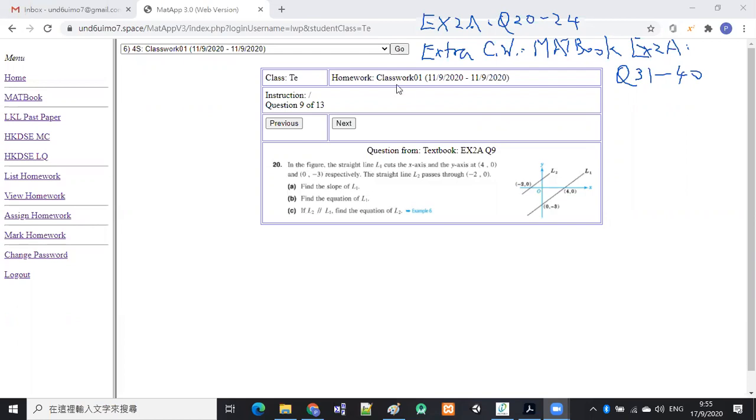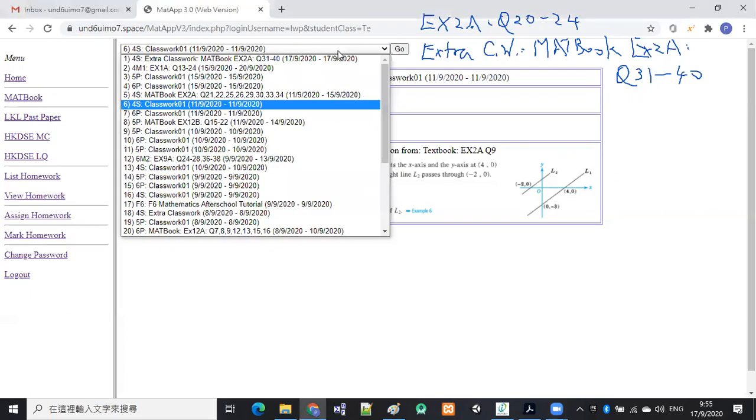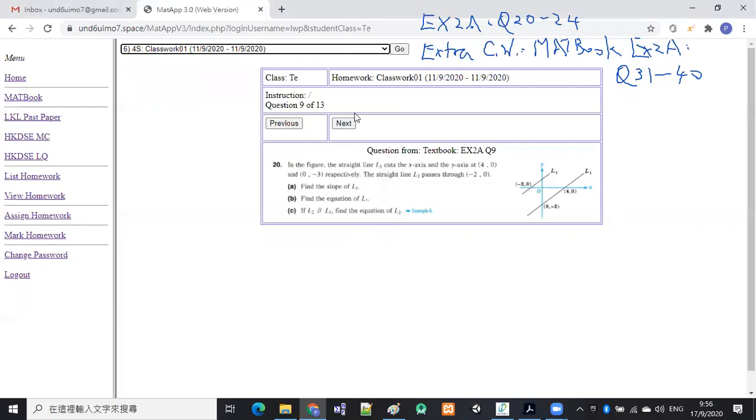If you log in to the Math app, you will find the latest classwork is an extra classwork. There will be 10 questions of level 2 difficulty. I will not talk about the extra classwork during the lesson, but if you submit it to me, I will mark your answer, and then you may check your marked answer in the review homework button.